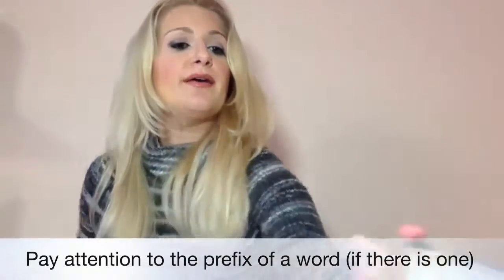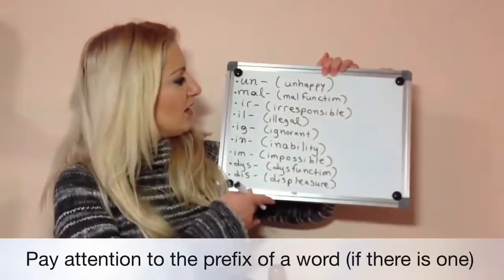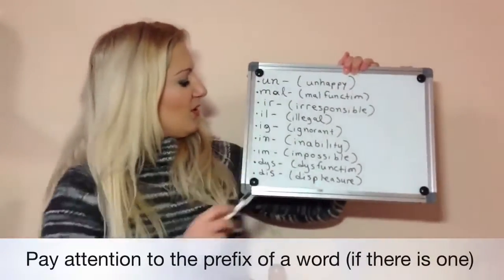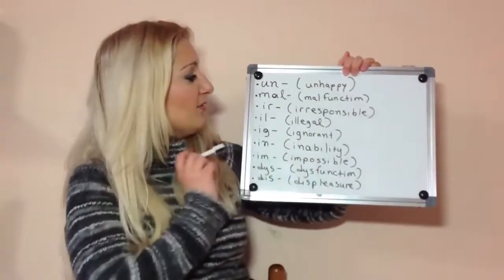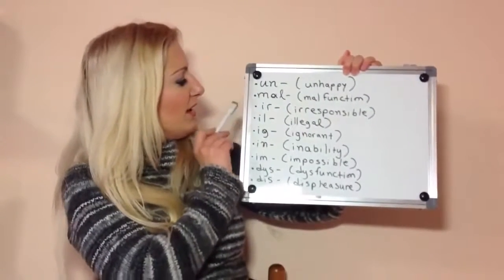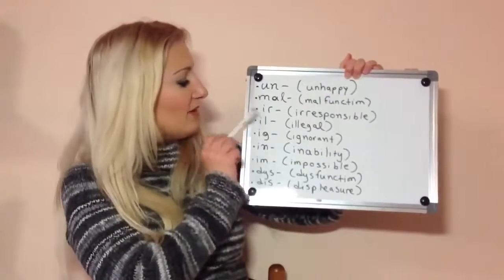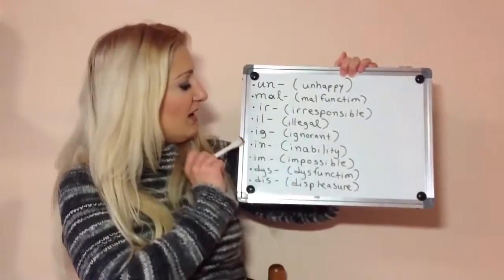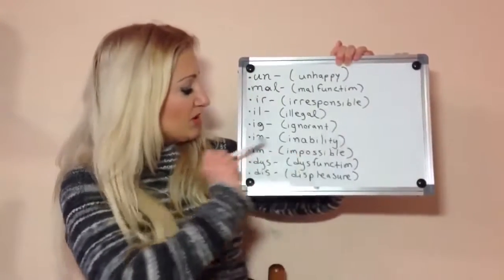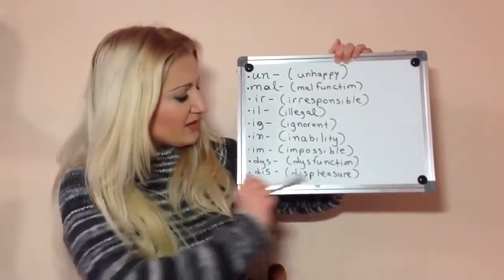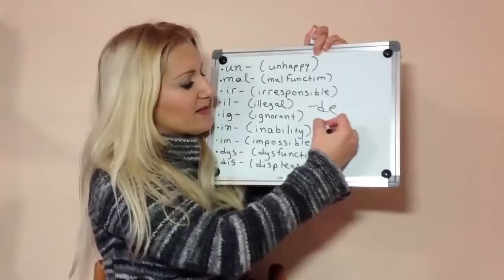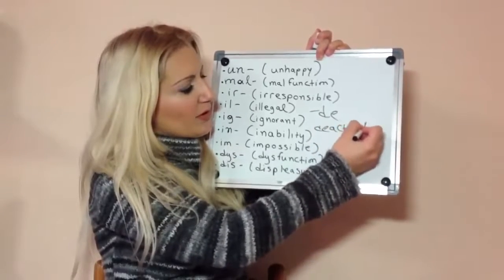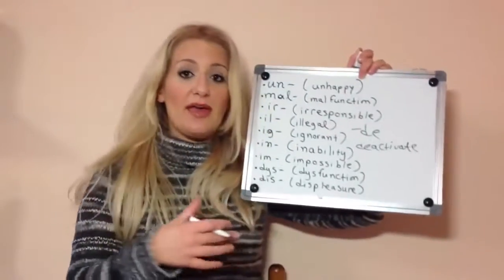For example, here, let's just say that you find these kind of prefixes at the beginning of the word. Un, unhappy, for example. Mal, malfunction. Ir, irresponsible. Il, for example, illegal. Ig, ignorant. In, inability. Im, impossible. Dis, dysfunction. Displeasure. We also have de, deactivate. I don't know if I can actually write that way, but anyway, you get the picture, okay? Etc, etc, etc. This helps a lot.